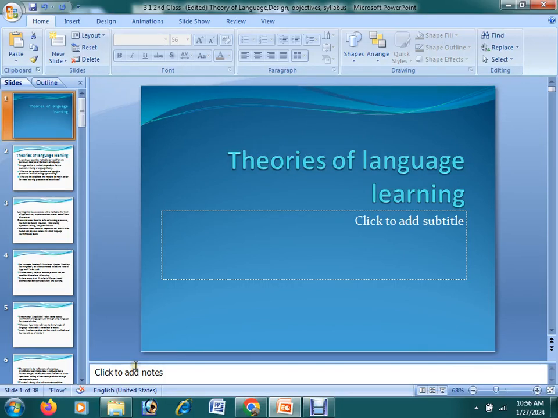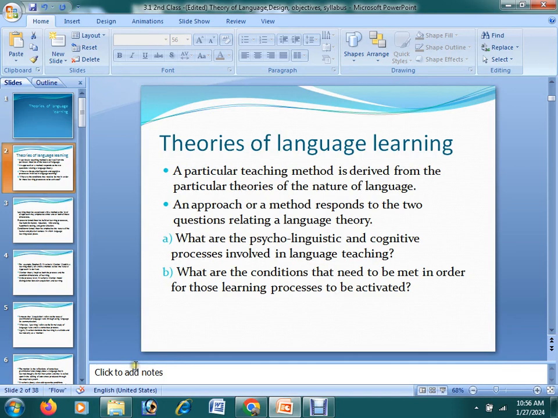Theories of language learning. As the course title is Approaches and Methods in ELT, that means English Language Teaching, I think this class is the core class regarding the understanding of approaches and methods. We have learned a very simple definition: an approach is the theory relating to language learning and language teaching.